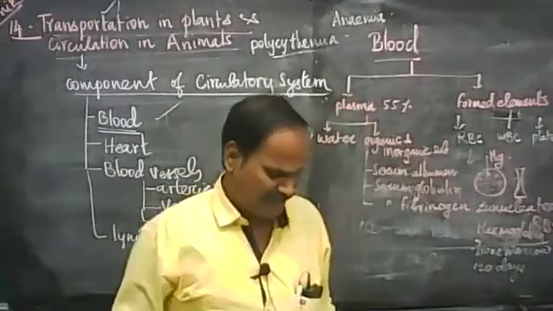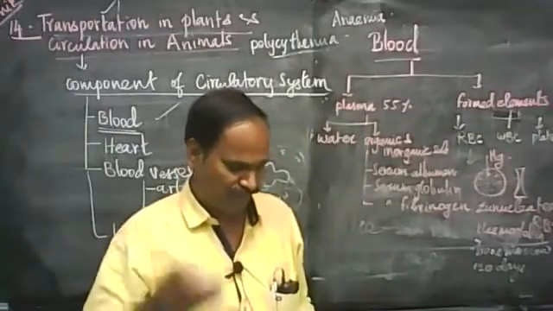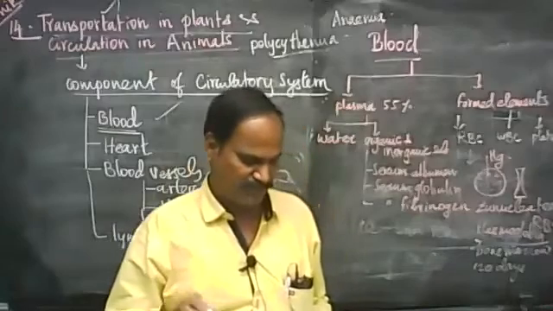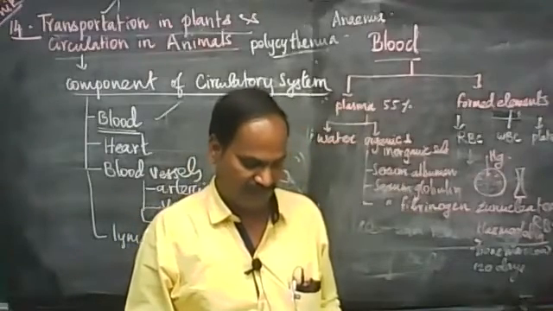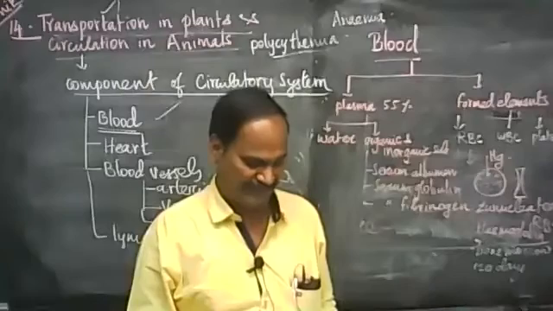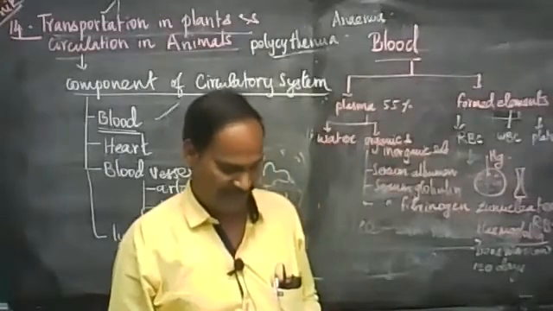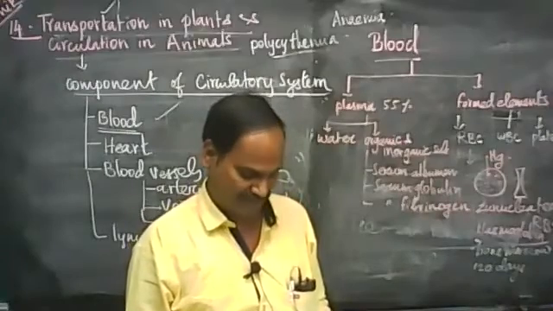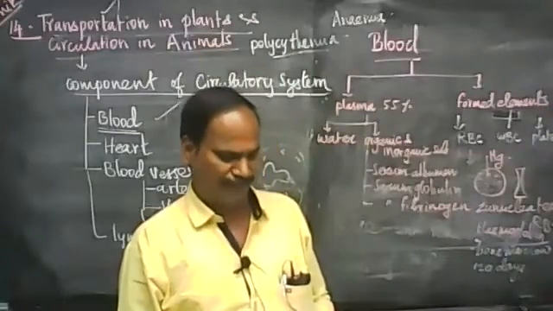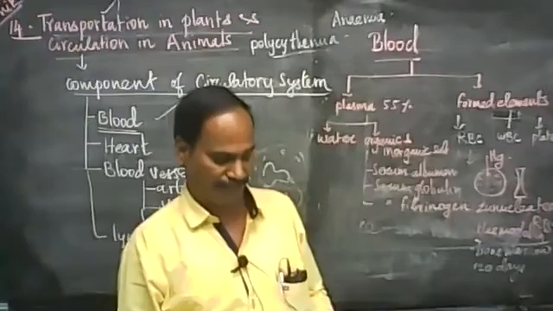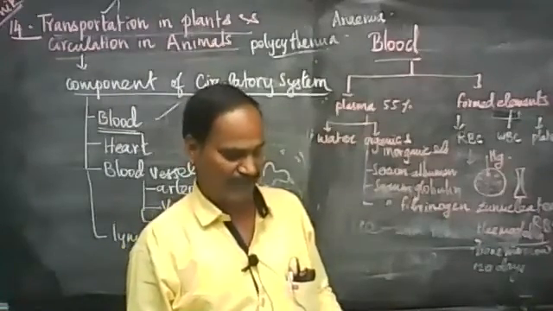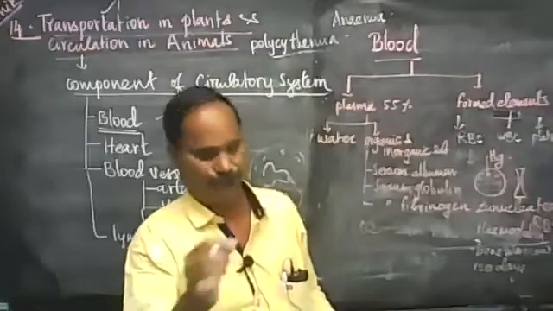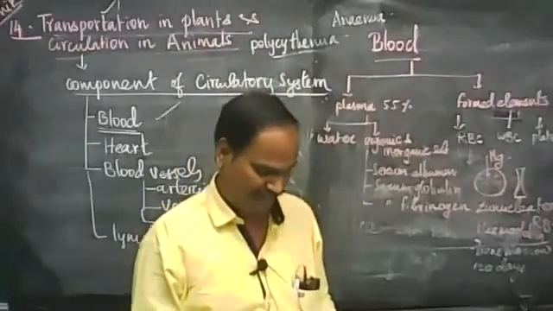Now their differential count is also given in your book. Neutrophil takes part in infection and inflammation; 60 to 65% of total leukocytes are neutrophils. Likewise, eosinophil takes part in allergy and parasitic infections. 2 to 3% of leukocytes in the total count are eosinophils. Basophils are 0.5 to 1%. They take part in inflammation.